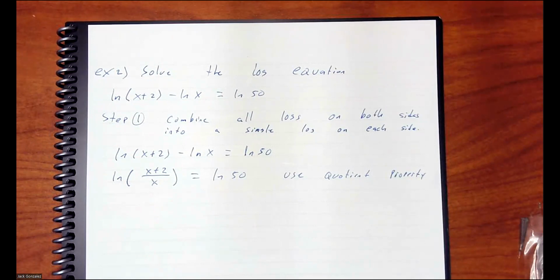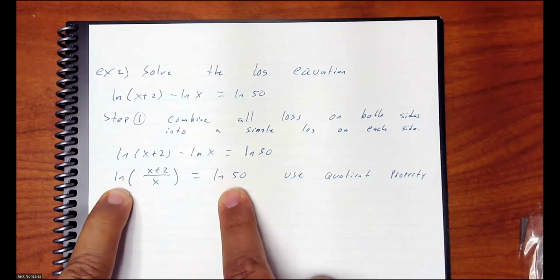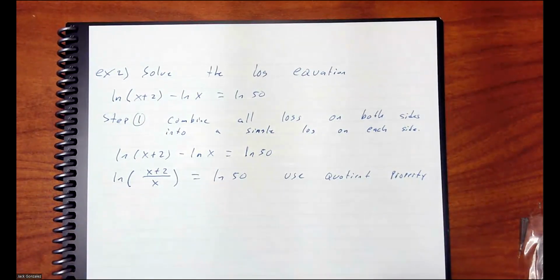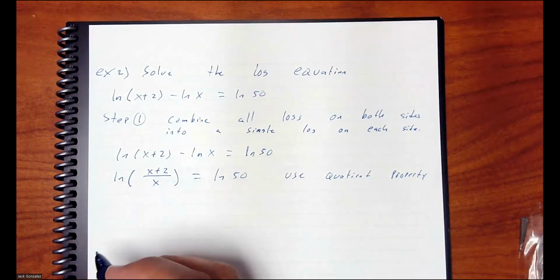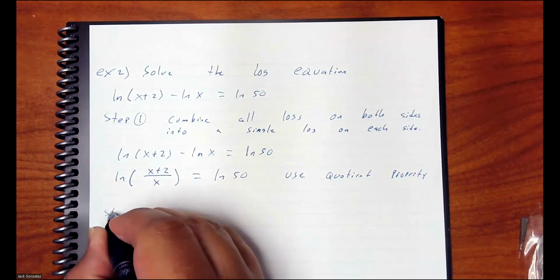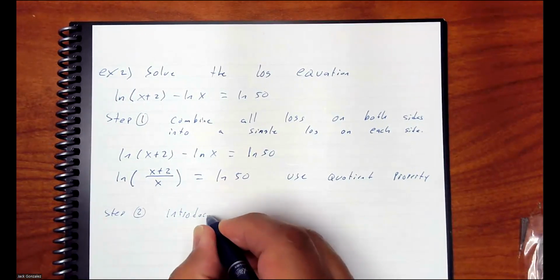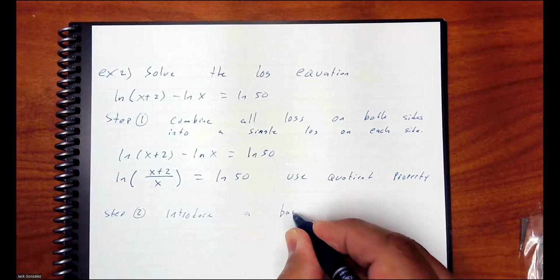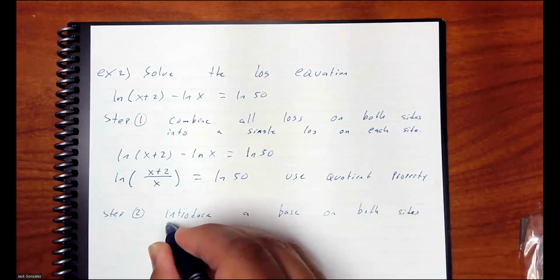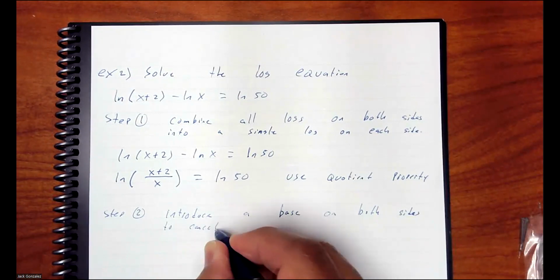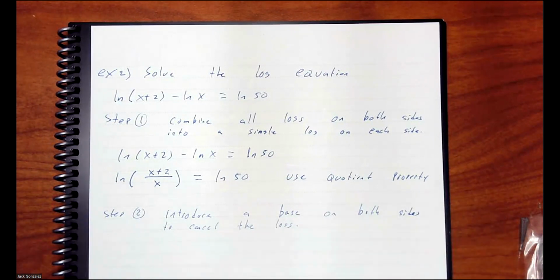Once you have a single log on the left and a single log on the right, like this, introduce a base that'll cancel both logs. Okay, so the base that matches ln we said is e. So introduce e on both sides. So step 2, sorry: introduce a base on both sides to cancel the logs. And the property that we are using is this one.